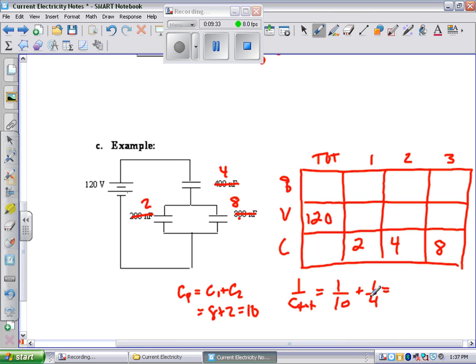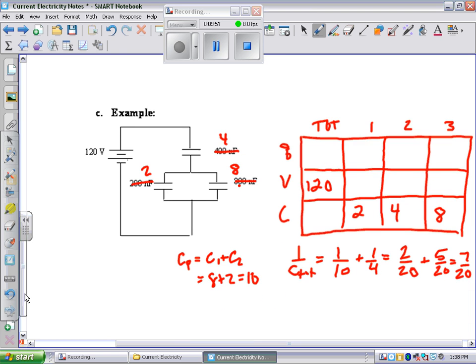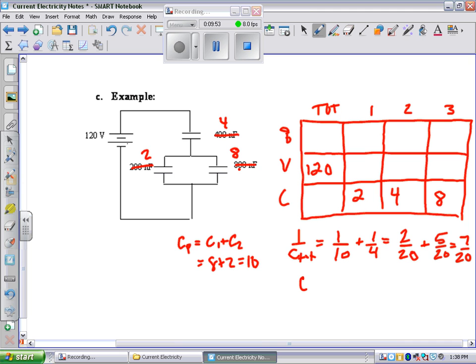My common denominator is 20. So that's going to give me 2 over 20 plus 5 over 20 gives me 7 over 20. That's the reciprocal of the capacitance. So to get the capacitance, I have to take the reciprocal. It is 20 over 7. When I do that, I get a value of 2.86. So here I get 2.86.